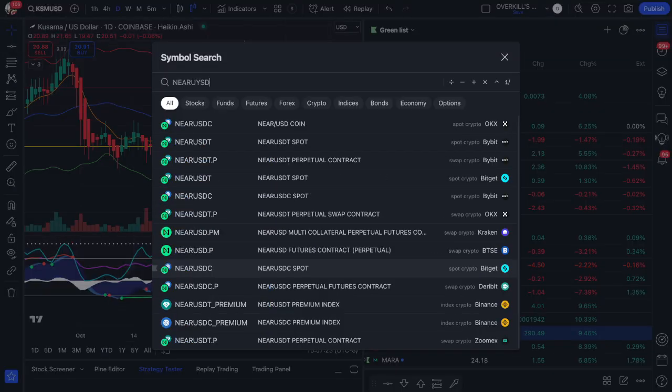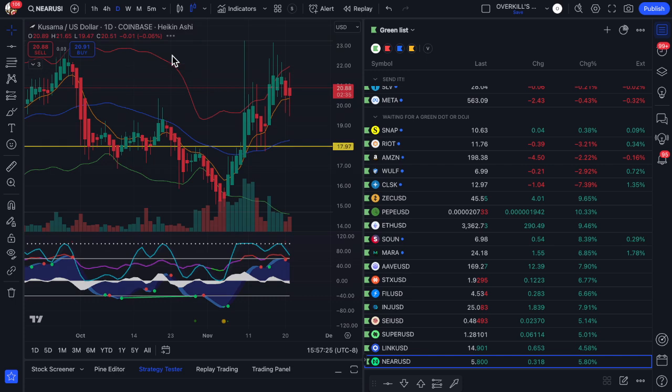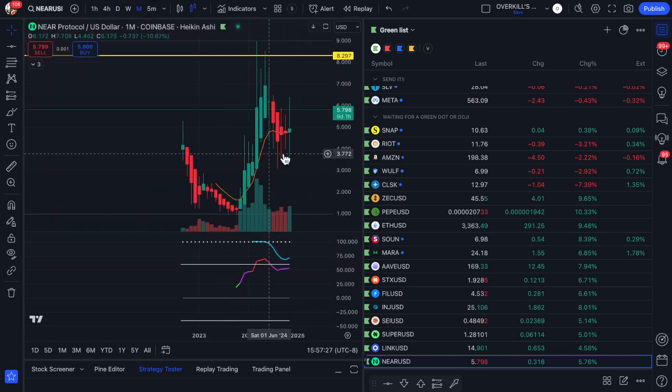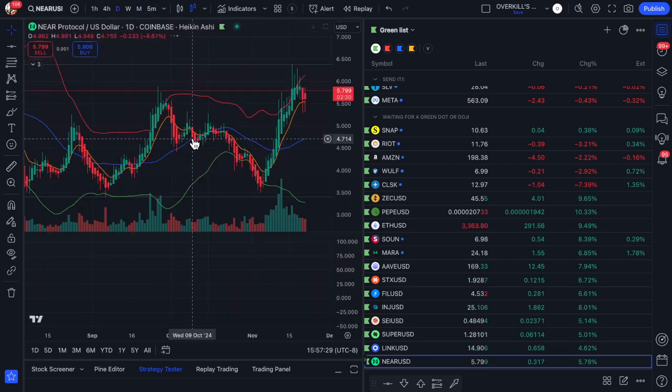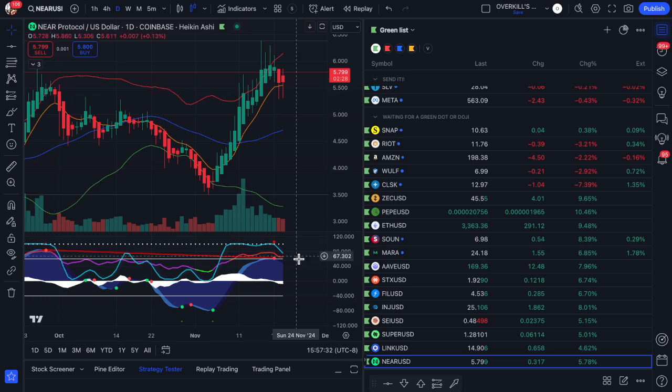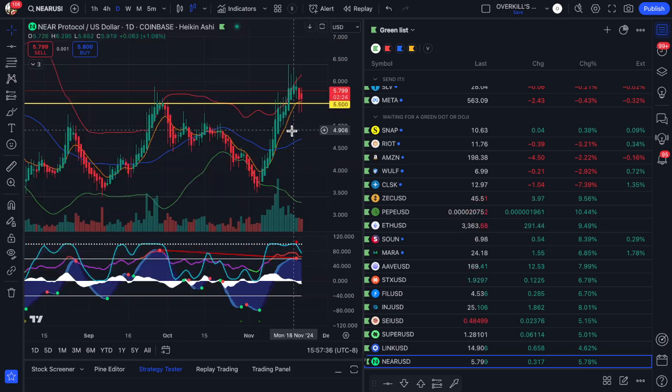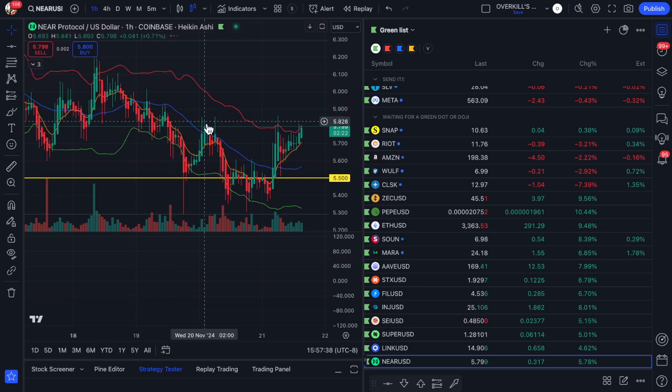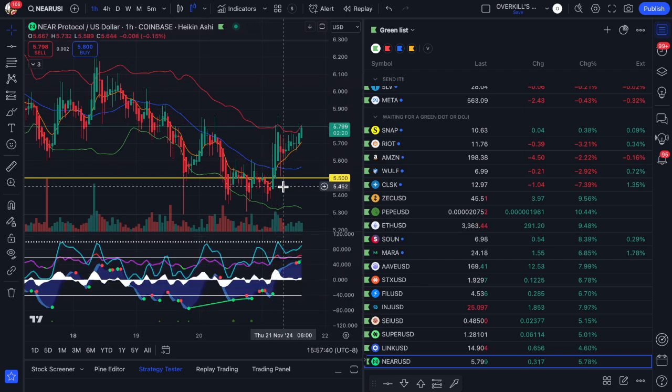NEAR. Here's a good one. This is a little higher market cap. This one's a green candle this month. Beautiful green candle. Got a 2-bar pullback here with a red dot. I'd set your stop loss around 550. Okay, 550 on the stop loss. That's right where we pulled back to today.